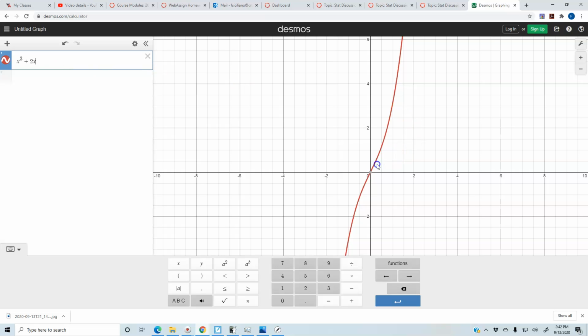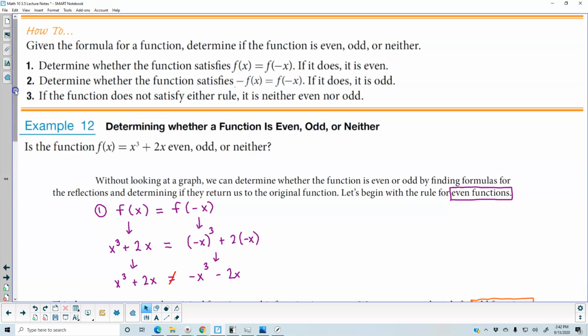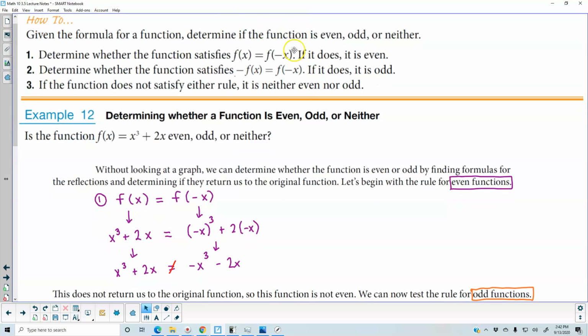So we can also verify this by looking at the graph, but in this particular problem, we needed to use algebra and these formulas to determine whether it was an even or odd function.